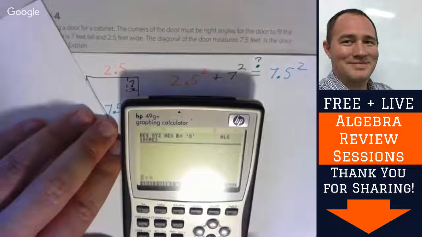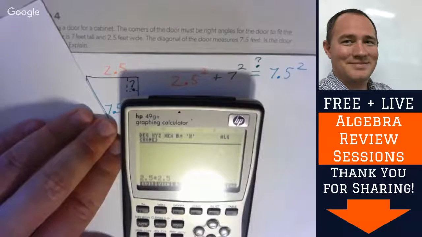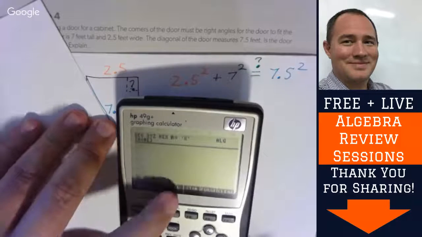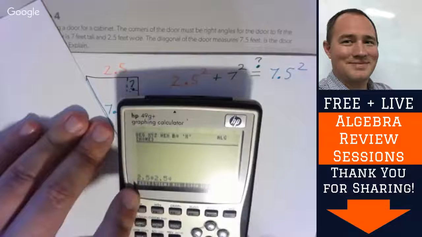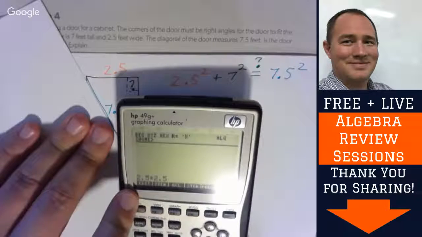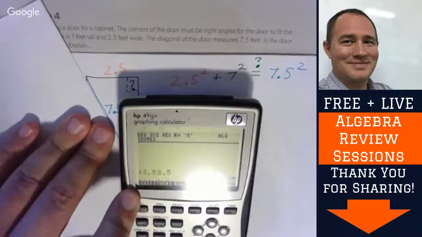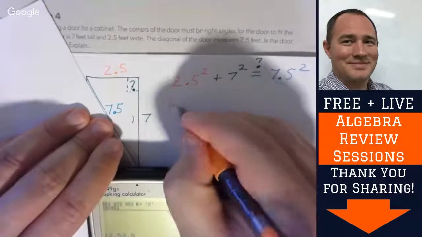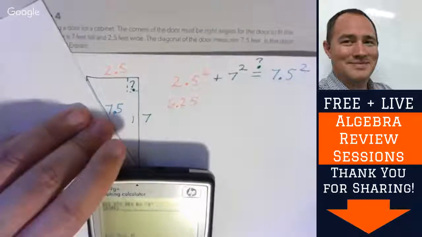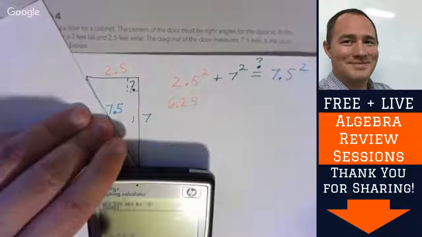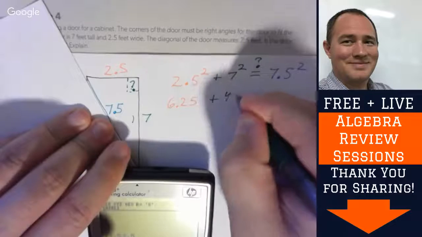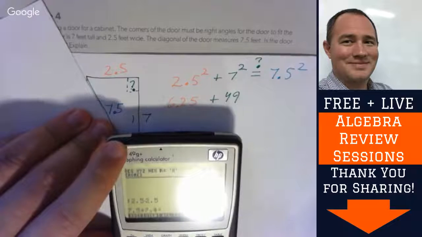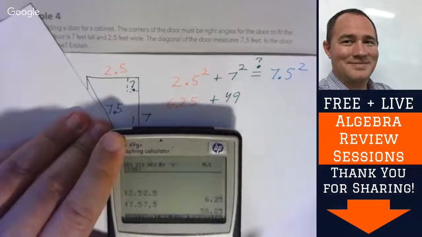Okay, 2.5 times 2.5. I know there's a square button on here as well, but sometimes I like to illustrate how to do something squared if you're using a calculator that doesn't have a squared button. So 2.5 times 2.5 gives us 6.25. Plus 7 squared, we know that's 49. And 7.5 times 7.5 gives us 56.25.